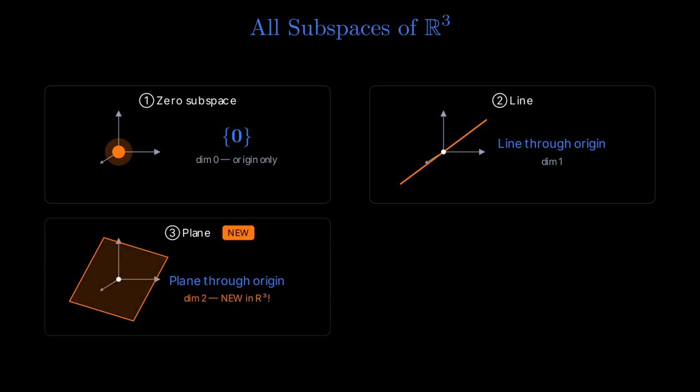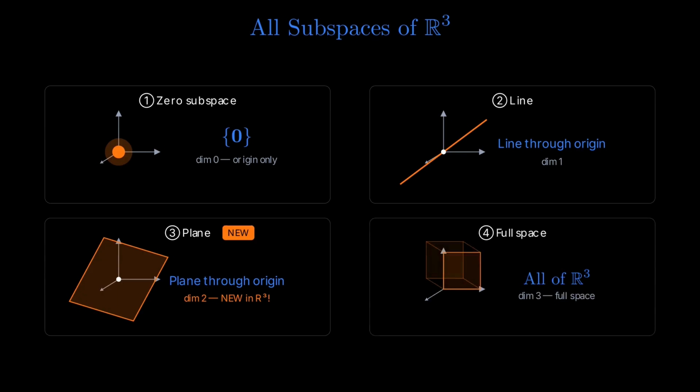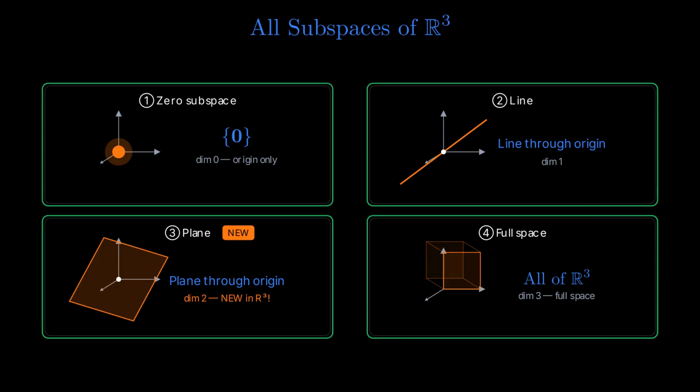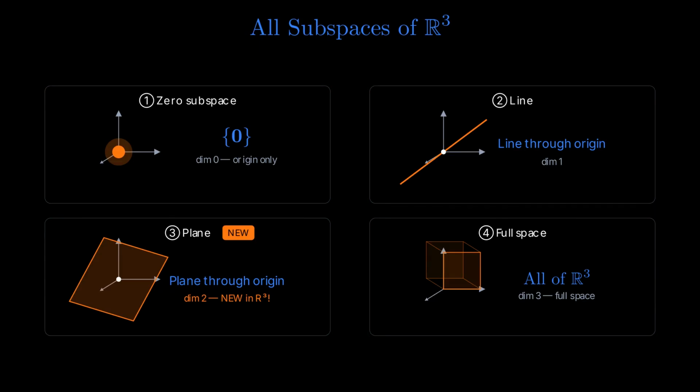Third, and this is the new one, any plane through the origin. This is a flat 2-dimensional surface that passes through the origin. Fourth, all of R3 itself, and that's it. Those are the only possibilities. Notice the pattern. Every subspace is flat, a point, a line, a plane, or the full space, and every single one passes through the origin.